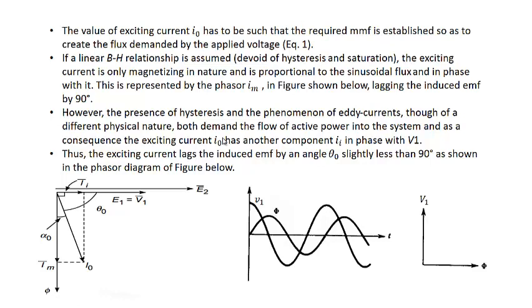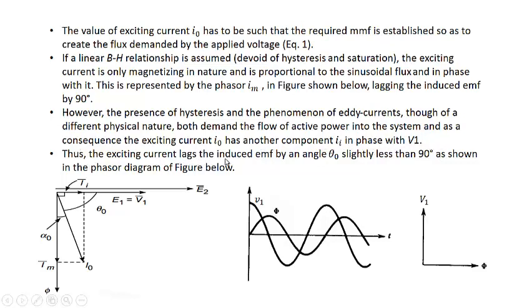When the loss is done in the form of the resistance, that means the resistance is drawing a current, and we know that the current drawn by the resistance will be in phase with the voltage applied to the resistance. So, though they have different physical nature, both demand the flow of active power into the system. Because when active power flows into the system, we assume that this is because of the resistive component of the current. And as a consequence, the exciting current I naught has another component II in phase with V1, because this II, when it is in phase with V1, is producing the active power.